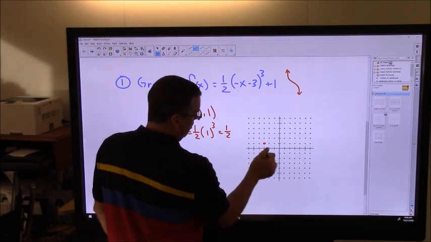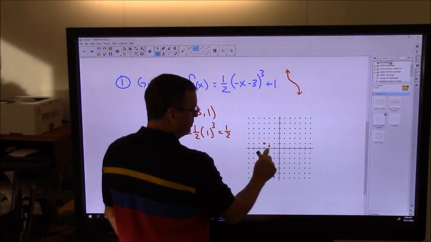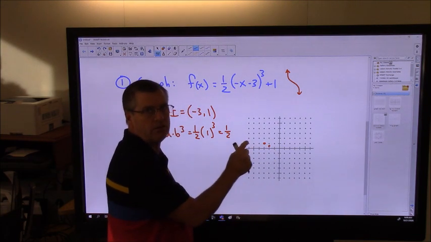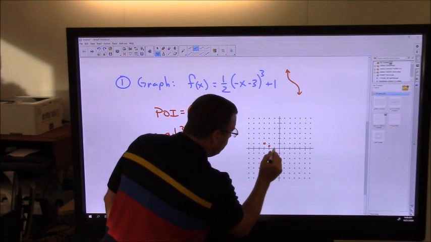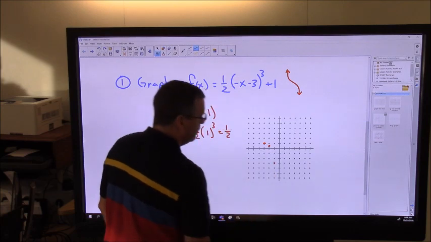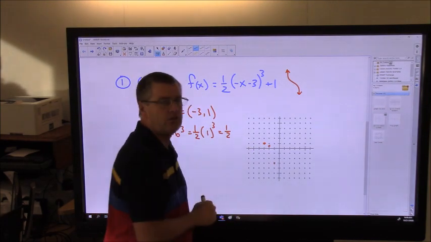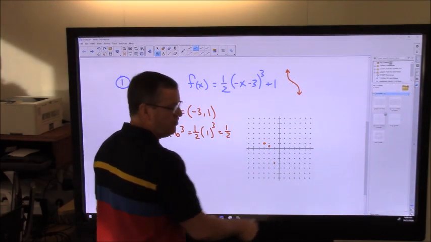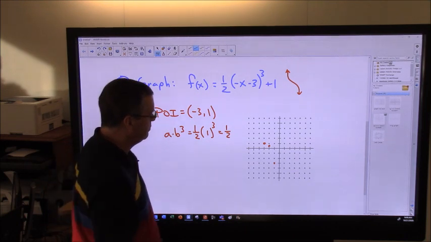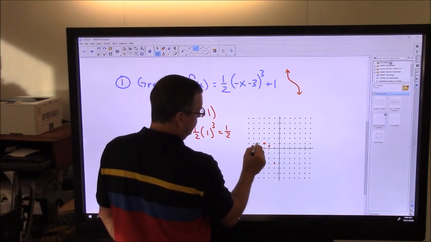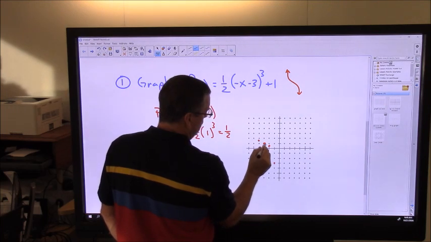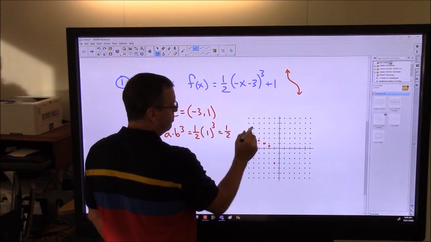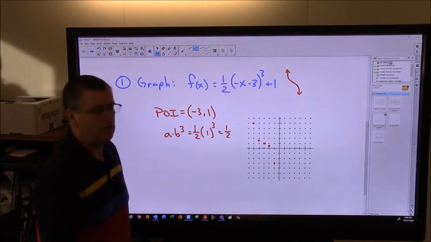So this part that curves down, if I go over 1 unit, 1 cubed is 1, so I want to go half as far. If I go over 2 units, 2 cubed is 8, but I want to do half of that. So 1, 2, 3, 4, right there. If I go over 3 units, 3 cubed is 27, half of that would be 13.5. That's too far. It's taking me off the grid here. So let's go the other way. If I go over 1 unit, 1 cubed is 1, but I'm going to do half of that. If I go over 2 units, 2 cubed is 8. Half of that would be 4, so 1, 2, 3, 4. And now I just have to draw that curve in there.